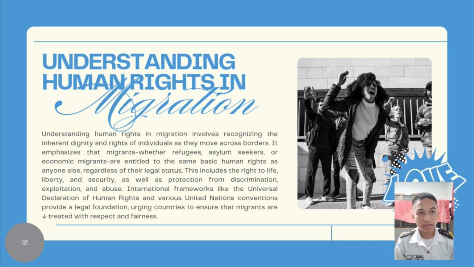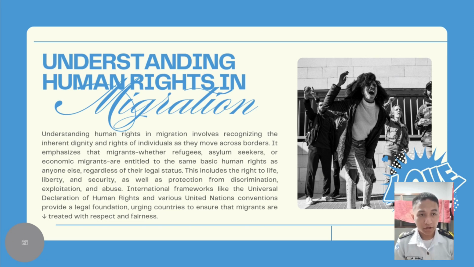Understanding human rights in migration involves recognizing the inherent dignity and rights of individuals as they move across borders. It emphasizes that migrants, whether refugees, asylum seekers, or economic migrants, are entitled to the same basic human rights as everyone else, regardless of their legal status. This includes the right to life, liberty, and security, as well as protection from discrimination, exploitation, and abuse.